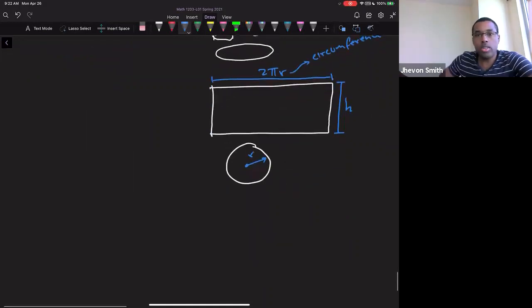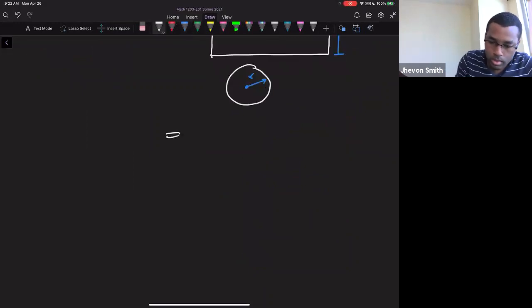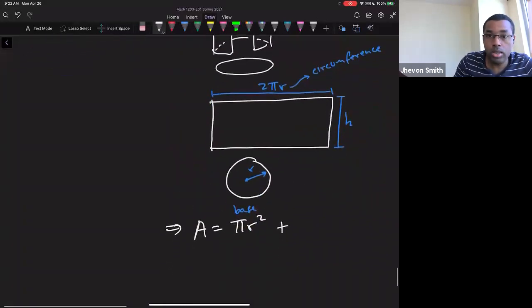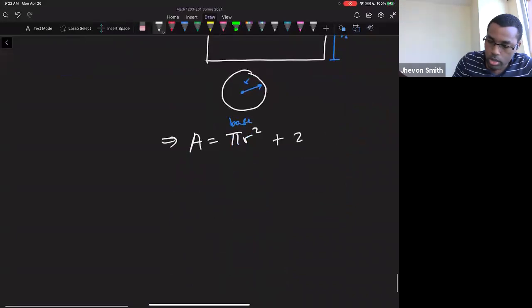So the area is going to be the area of the side of the can plus the area of the circles if there's a top and a bottom. Here we only had a bottom. So this means that our area is pi r squared for the base. And then we add, it's a rectangle now, so it's length times width, 2 pi r h, and that is going to be the side.